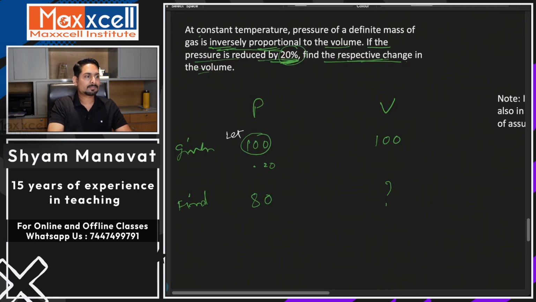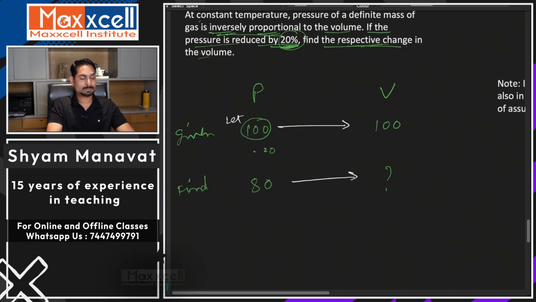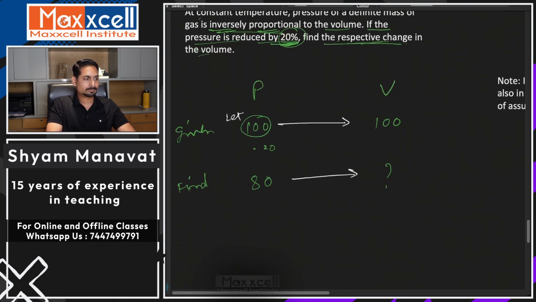So shall I use cross multiplication or straight multiplication? Absolutely right. Use straight product. Why? Because it is inversely proportional. By now it must have been memorized. Chain rule: directly proportional, cross multiply. Inversely proportional, straight multiply.